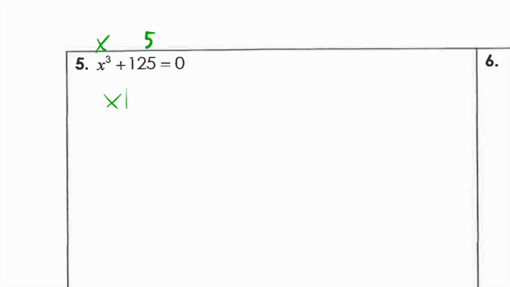Reminder, that's x plus 5, x and 5 serving as a and b respectively. So it's a plus b, in this case x plus 5, times the quantity of a squared, or x squared, minus a times b, so minus x times 5, or 5 times x, plus b squared, which would be 5 squared, which is 25.